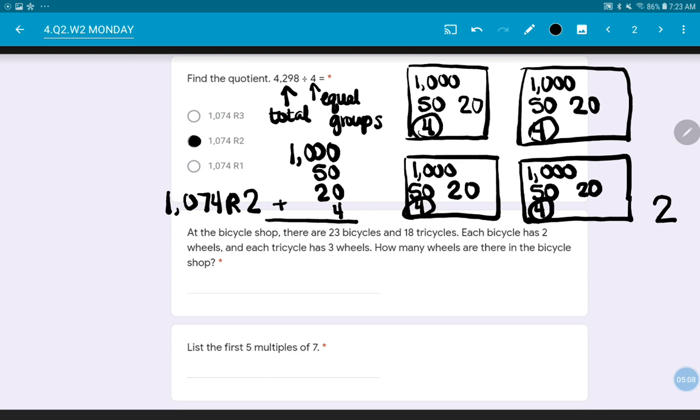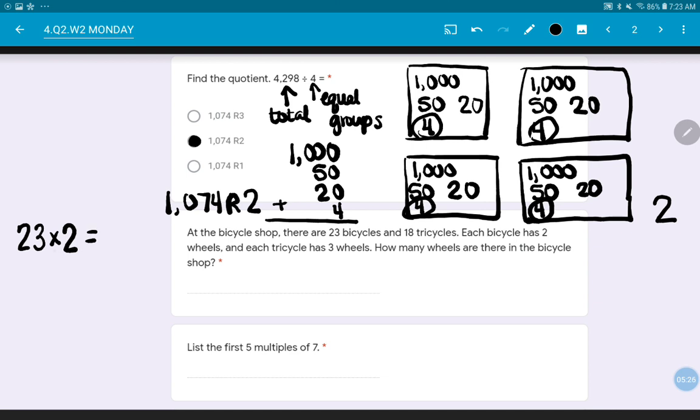At the bicycle shop, there are 23 bicycles and 18 tricycles. Each bicycle has 2 wheels and each tricycle has 3 wheels. How many wheels are there in the bicycle shop? So I need to know how many bicycle wheels there are. I'm going to do 23 times 2.